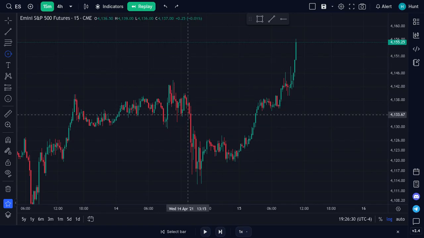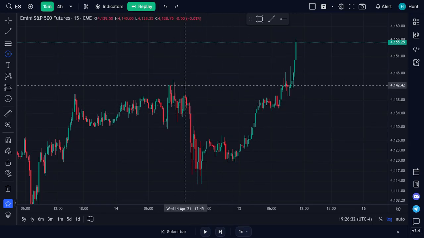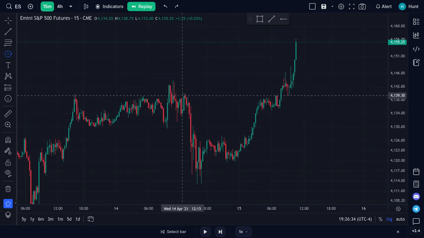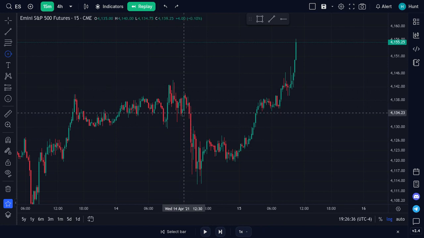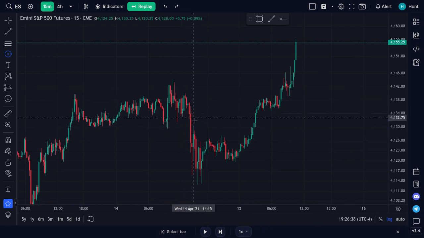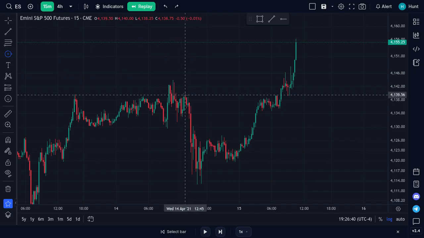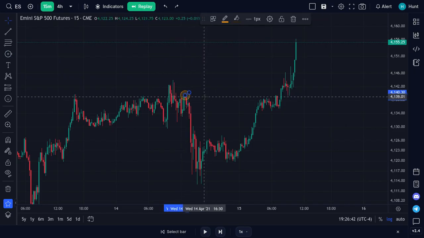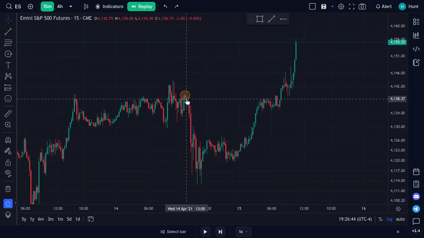So we're just going to start off and identify a high. So if we look here, we see price comes up and then it goes down. You see how it goes up like this and then goes down. It leaves that pivot point. That is a high. So we're going to start here with this high.